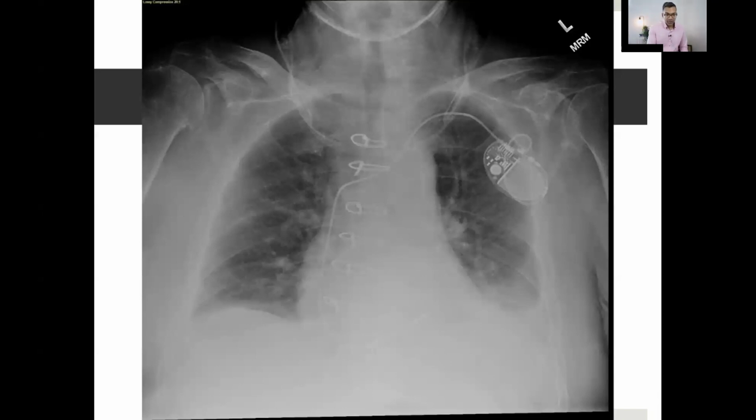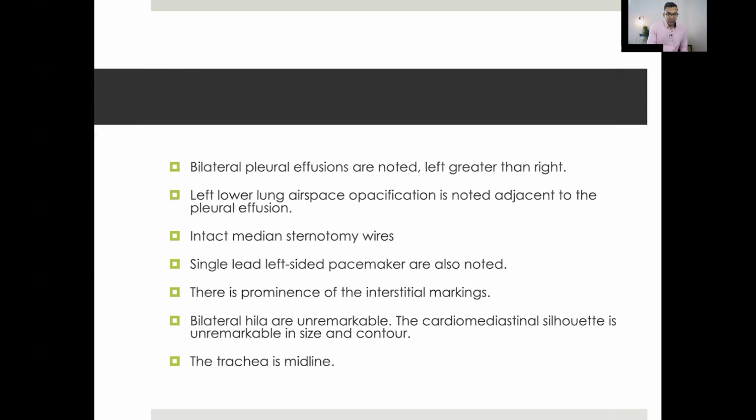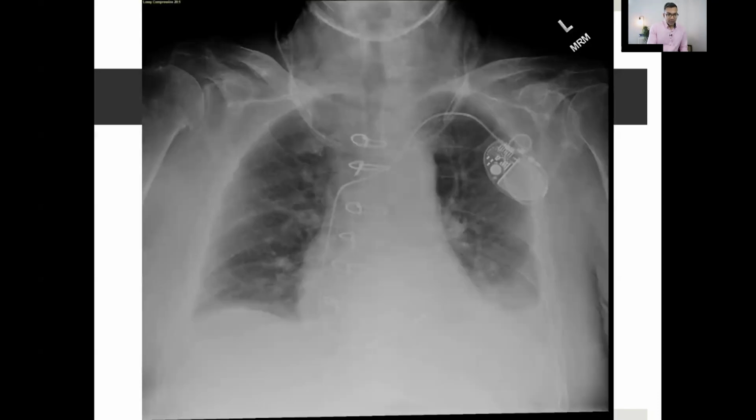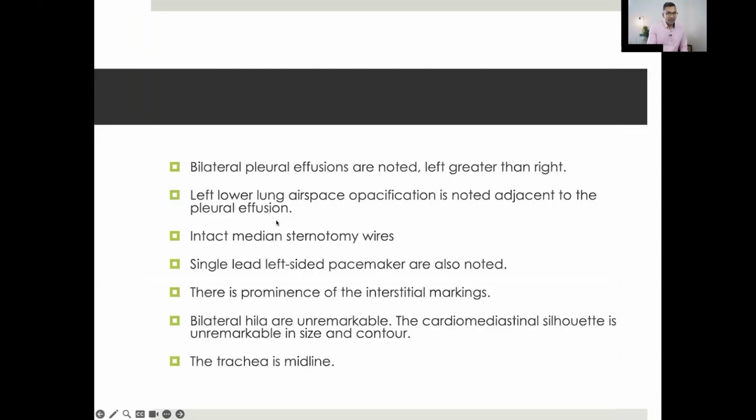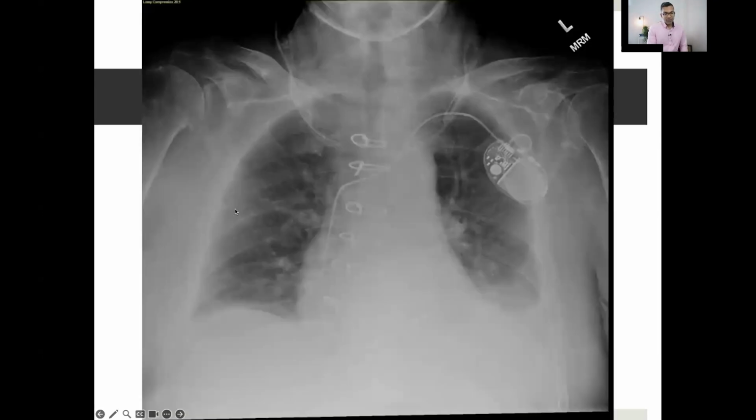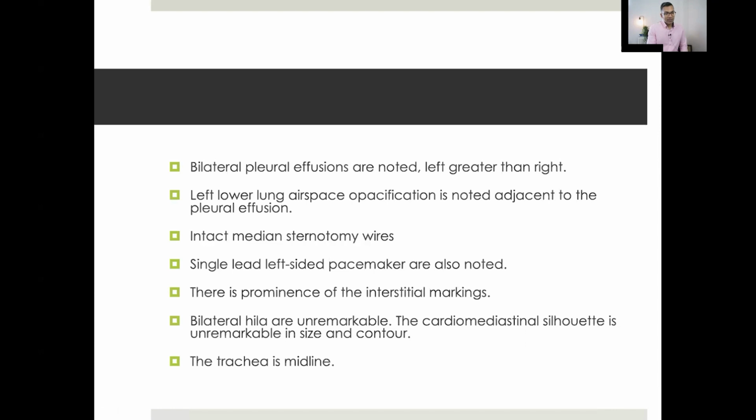That's good. That's really good. Bilateral pleural effusions, left greater than right. I think it's really fair that that's far more obvious on the left, and it's a poor inspiratory film, so it's hard to tell. Left lower airspace opacification noted adjacent to the pleural effusion. Heart really quite hard to tell. Intact median sternotomy wires, single lead pacemaker, prominence of interstitial markings, bilateral hila unremarkable, cardiomediastinal silhouette is unremarkable in size and contour, and the trachea is midline.